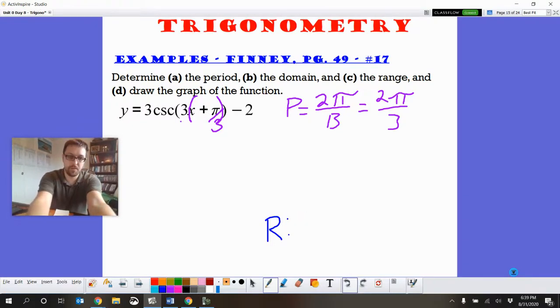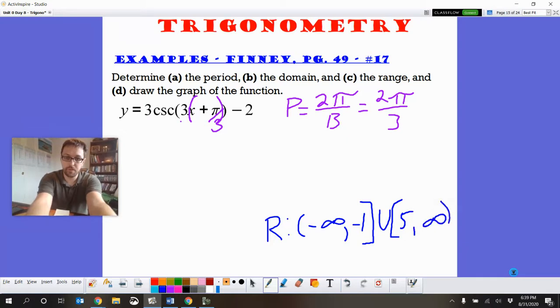So for our range, not bracket, thank you. We go from -infinity to -1, bracket, because we reach the top of those parabolas. Then we get a union, another bracket, start again at 5, and we go to infinity.